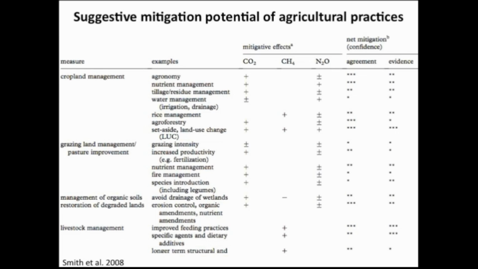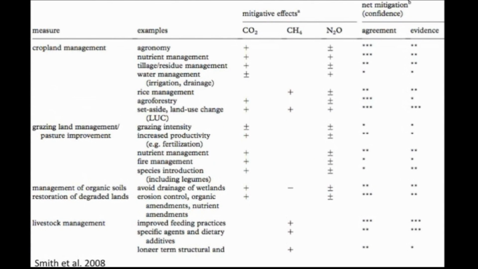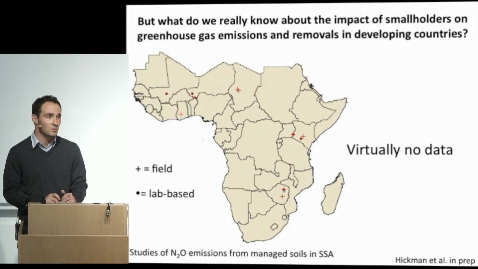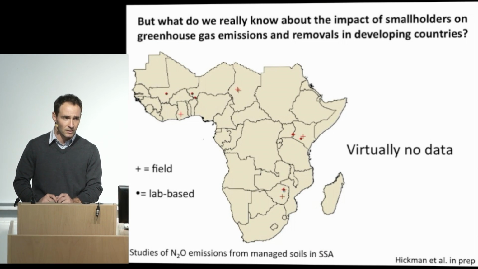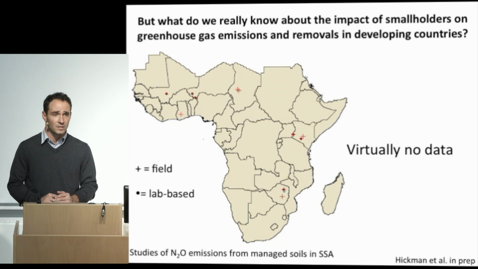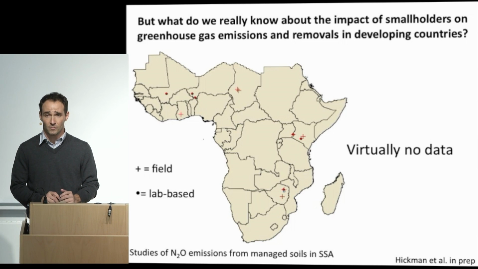And from this level of uncertainty begets the question: what do we really know about agriculture and its effect on greenhouse gas emissions and removals, and specifically in smallholder systems? Just to present one quick example here, this is the ongoing meta-analysis about nitrous oxide emissions from managed soils in sub-Saharan Africa. There are less than 20 studies currently out there across the whole subcontinent. So essentially, we have virtually no data to judge what emissions are from these systems.